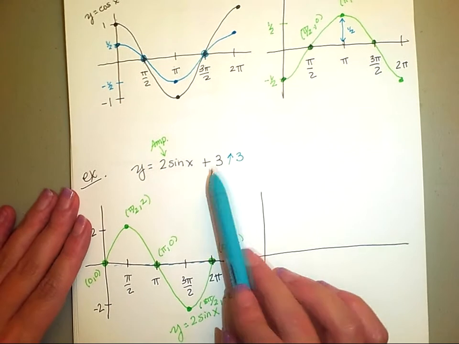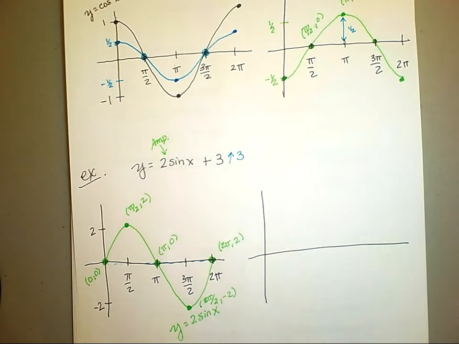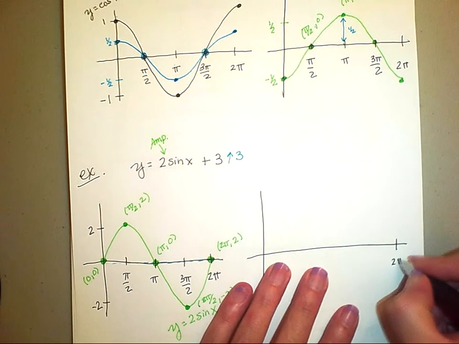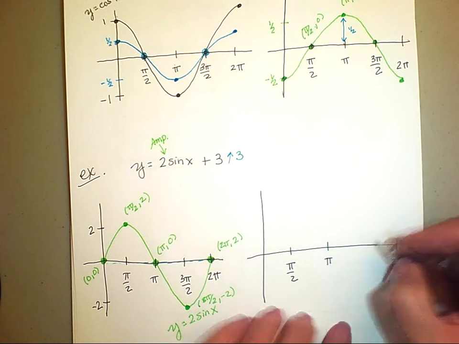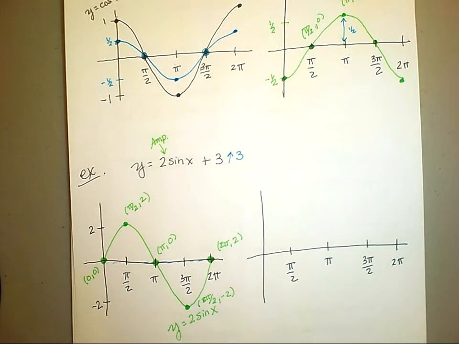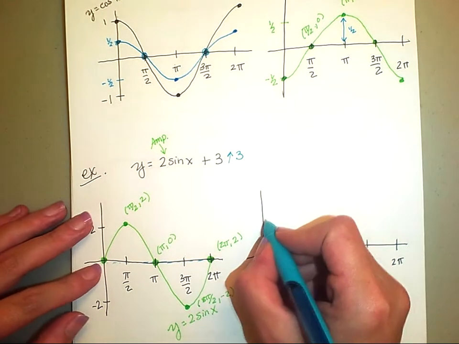Now, all that's fine, but I have this translation where I add 3, so everything has to shift up 3 units. So let's mark this out. Pick some length for 2 pi. Half of that's pi. Half of that's pi over 2. And the other half's 3 pi over 2. Now I need this point to go up 3 units.